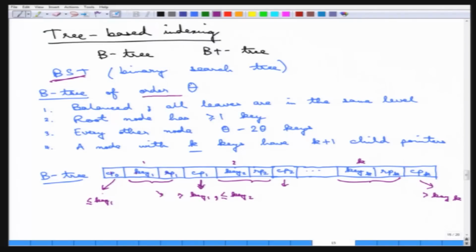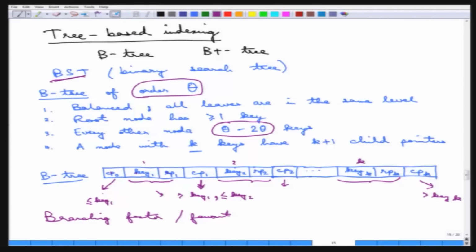And then there is an order theta that is mentioned as part of the B tree. So every internal node must have between theta to 2 theta keys. It cannot have less than theta keys, and it cannot have more than 2 theta keys. There is a term called the branching factor or the fan out of a B plus tree. The branching factor must be at least theta plus 1 and at most 2 theta plus 1. So the branching factor, or the fan out, is the number of children that one node can have.